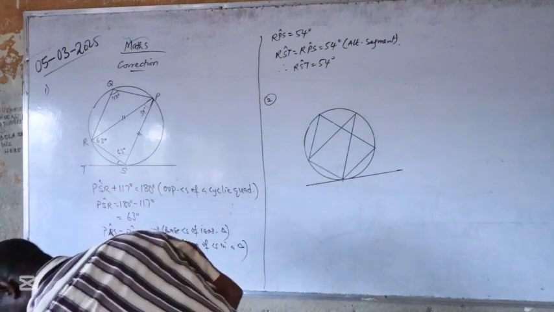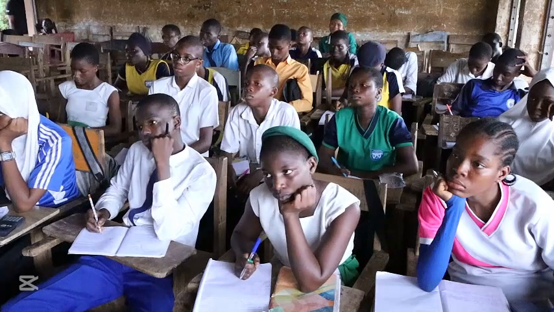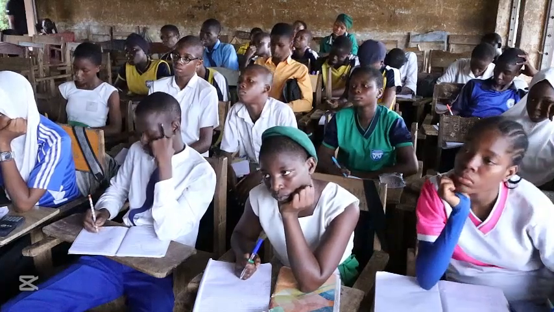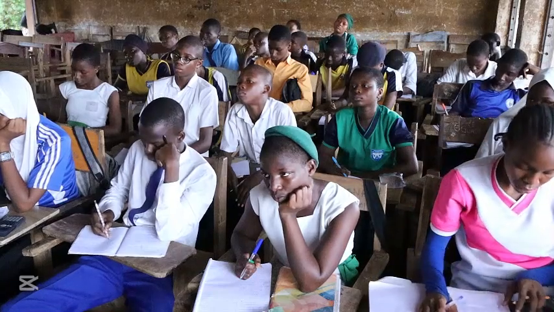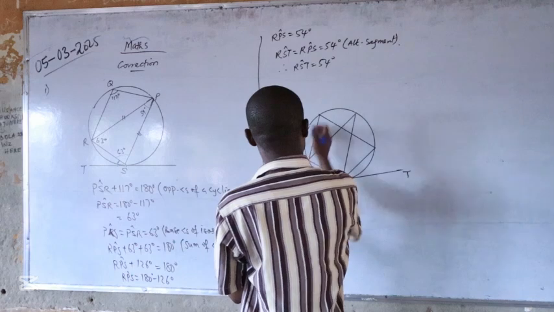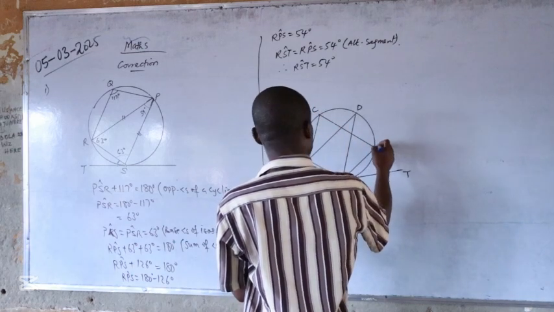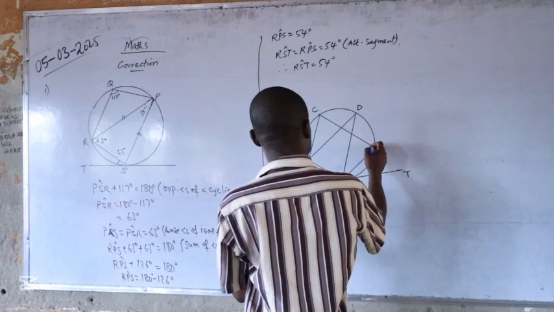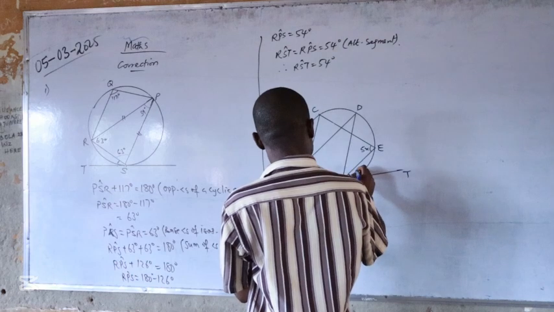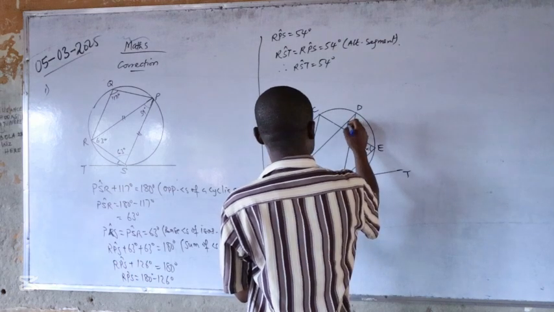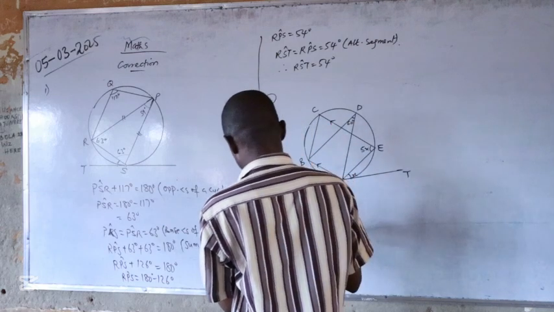Now from this, we have this as S, SAT, and we have A, B, C, D, and E. Then this one is 5x, this one here is x, this one is 60, and this line is parallel to this.